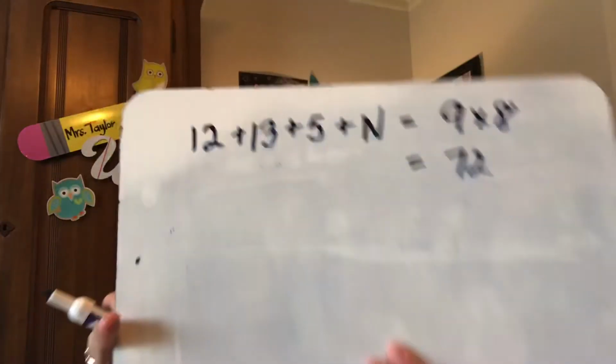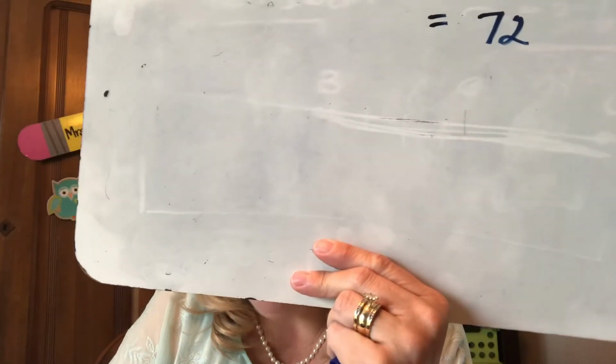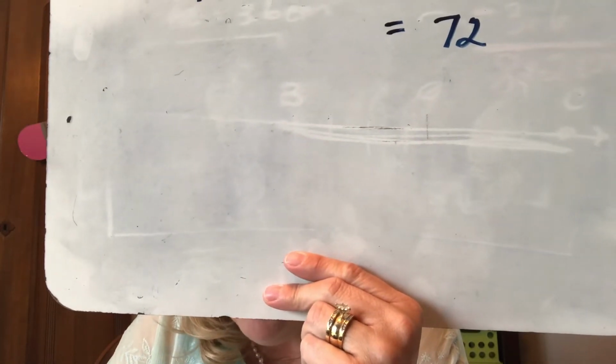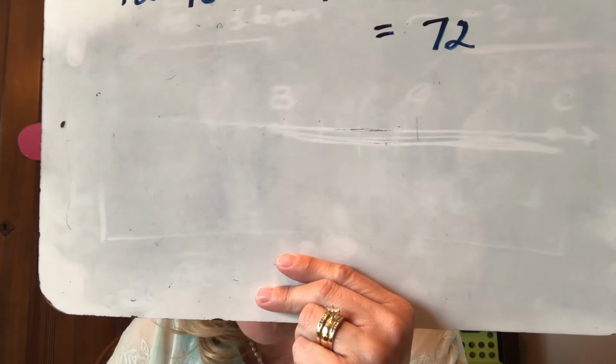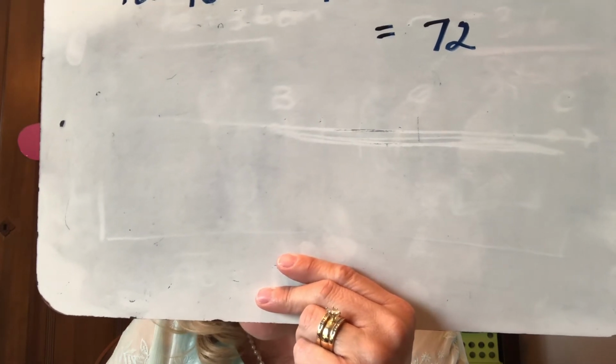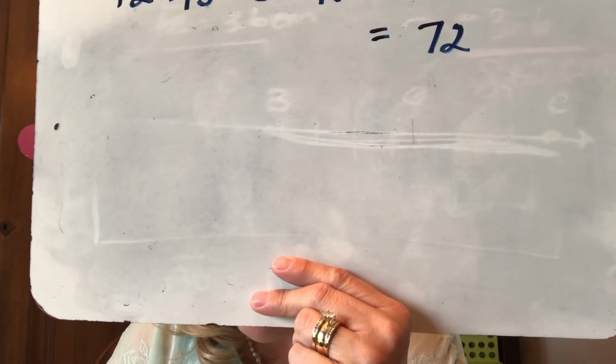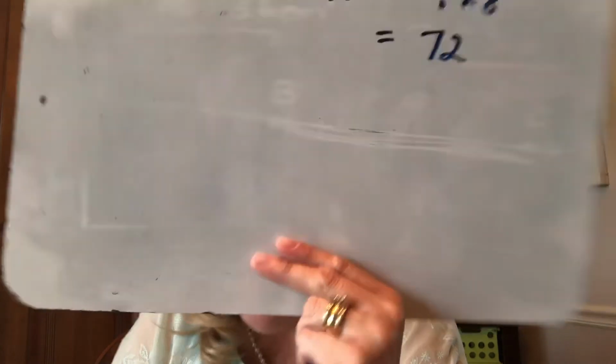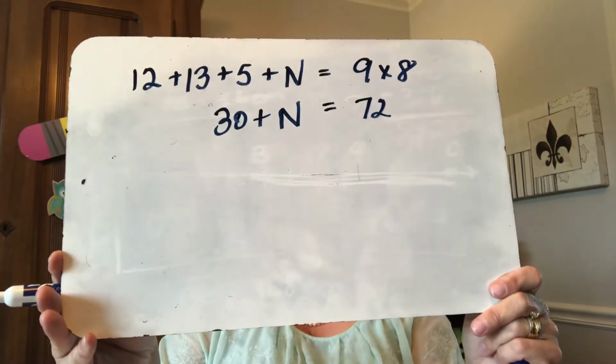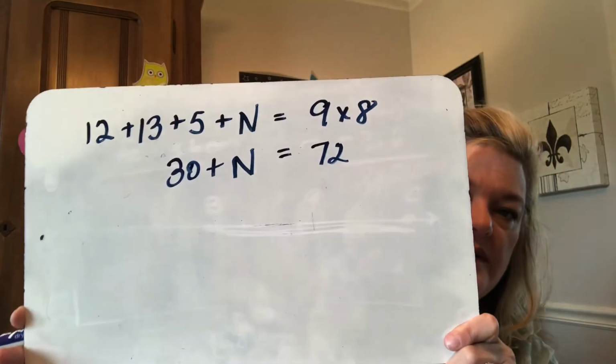All right. Now, I got a couple things I need to do, but that was easy. The next thing is I'm just going to add 12 plus 13. That's going to give me 25, right? 25 plus 5 is going to give me 30. So I have 30 plus n equals 72. Well, now that's a little bit easier to work, isn't it?